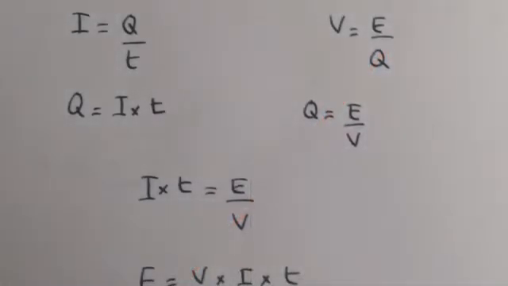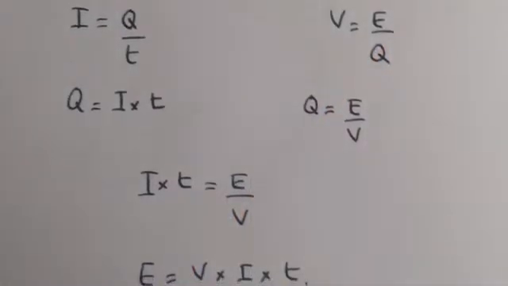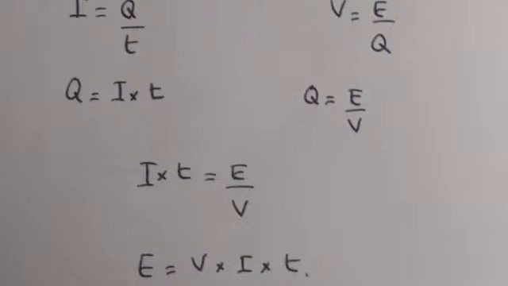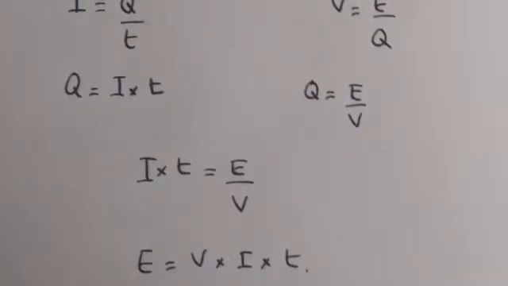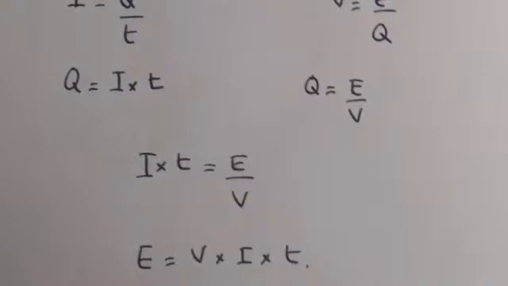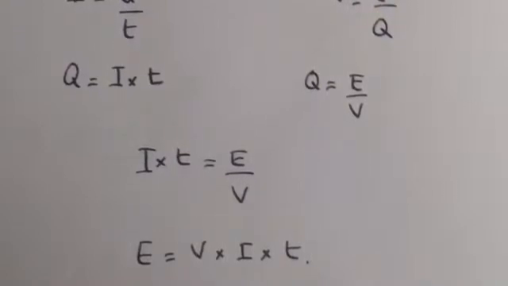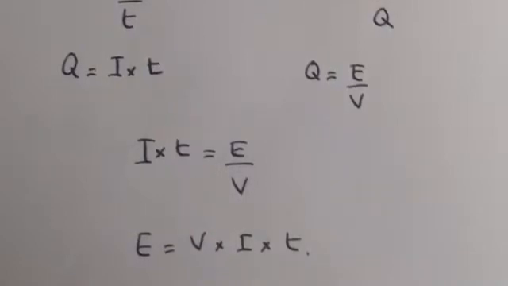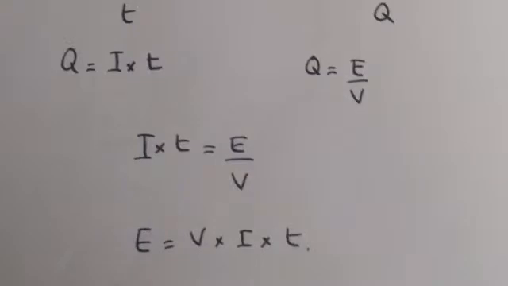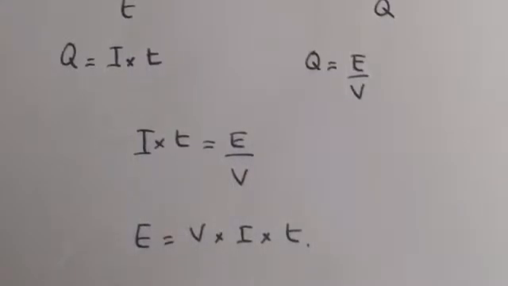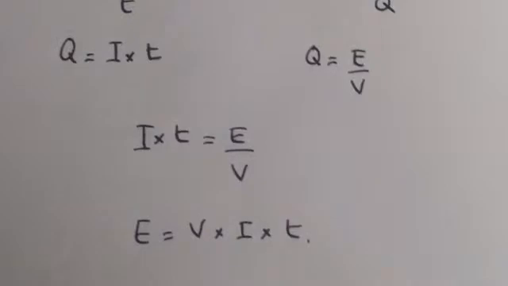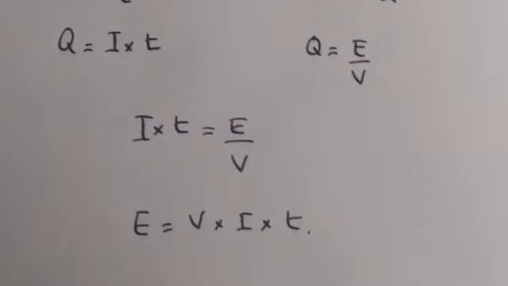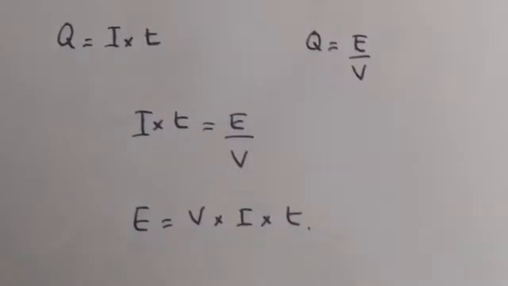If we use the definitions, current is charge divided by time, and voltage is energy divided by charge, and we rearrange those equations so that charge is the subject, then charge must be current times time, and charge must also be energy divided by voltage. So current times time must be equal to energy divided by voltage. Rearranging the equation for energy, we can then see you can calculate electrical energy by multiplying together the voltage, the current and the time. They're all connected.